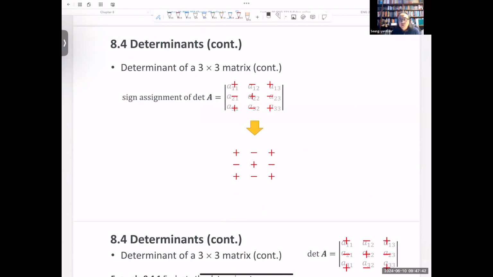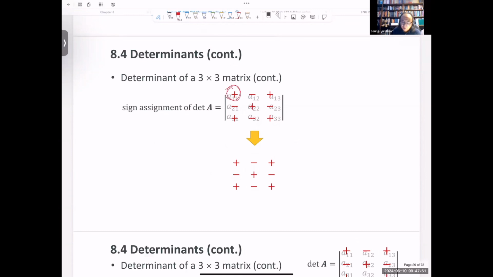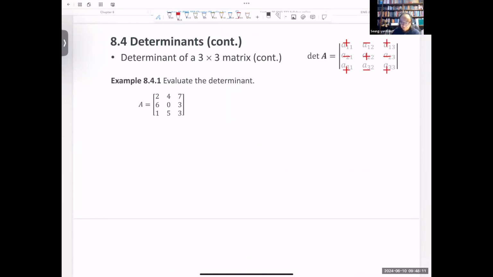So the first thing we want to know for the determinant of a 3 by 3: when you set the first row, first column to be positive, the signs alternate. Positive, negative, positive, negative, positive, for row-wise and column-wise. What does that mean? Let's work on it. You have to use that sign.